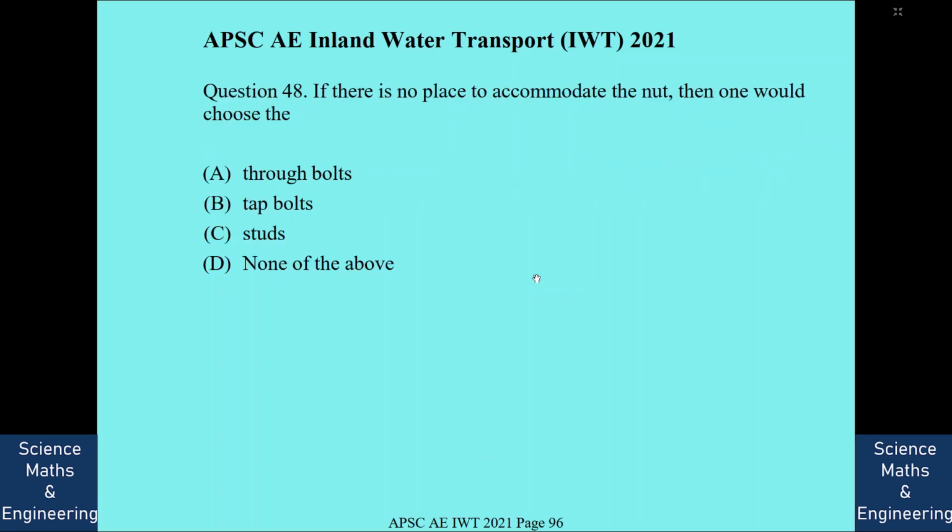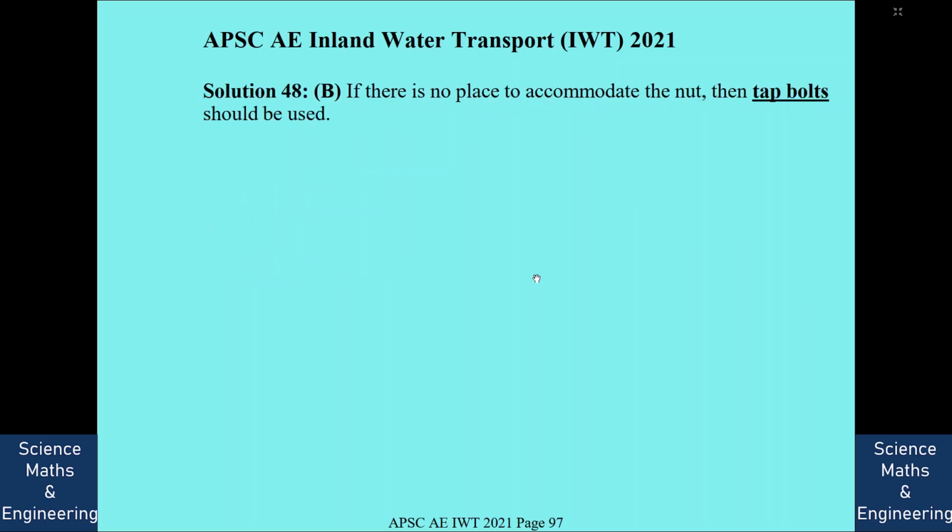Next, if there is no place to accommodate the nut, then one would choose the A, through bolts, B, tapped bolts, C, studs, or D, none of the above. The answer is, if there is no place to accommodate the nut, then tapped bolts should be used.